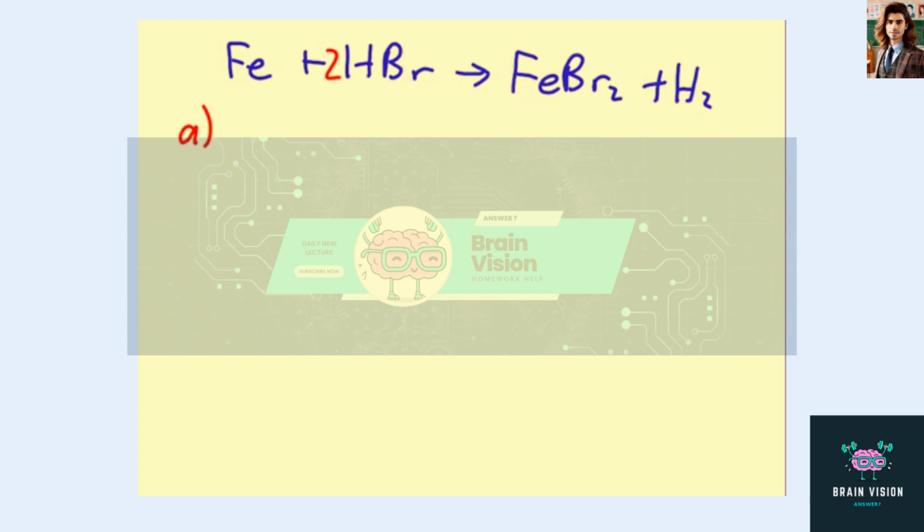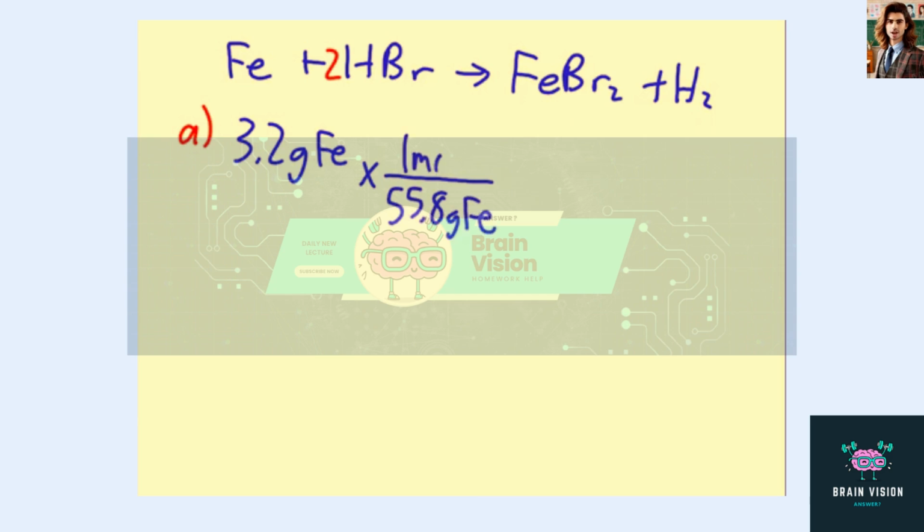Now this is stoichiometry, so we're going to start with the information that we were given, which in this case was 3.2 grams of iron. From there, we need to get to a mole ratio and then to the item that we desired. To get to a mole ratio, we have to convert to moles, and in doing so, we'll have to use the molar mass. According to the periodic table, iron has a molar mass of 55.8 grams for every mole.